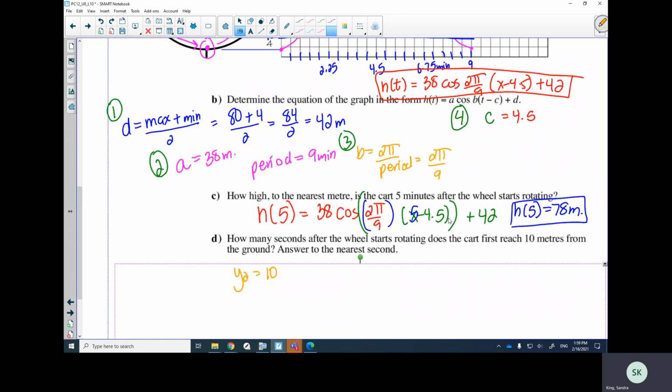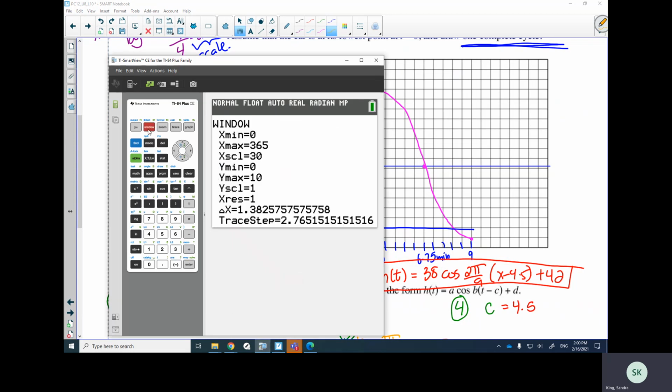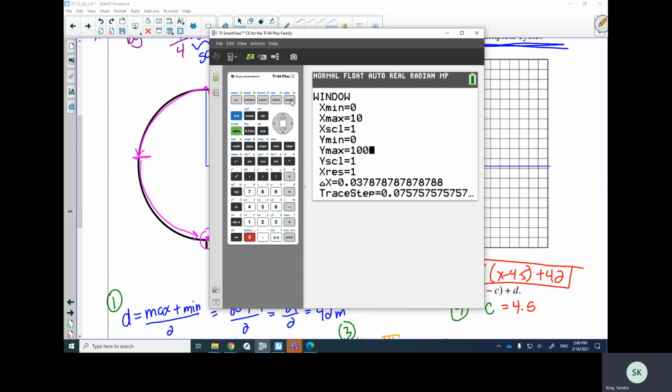I'm going to have to change my window. This is going to help me. I'm going to go up to 100. Are you okay with that? I'm going to go to a maximum of 100. And I'm going to go to 10 minutes on here. So for my window, I'm going to go from 0 to 10 minutes. I'm going to go up by 1 minute. Even though it's not going up by 1 minute on here, that's fine. My Y, I'm going to go from 0 to 100 meters off the ground. And I'll just keep that scale at 1.